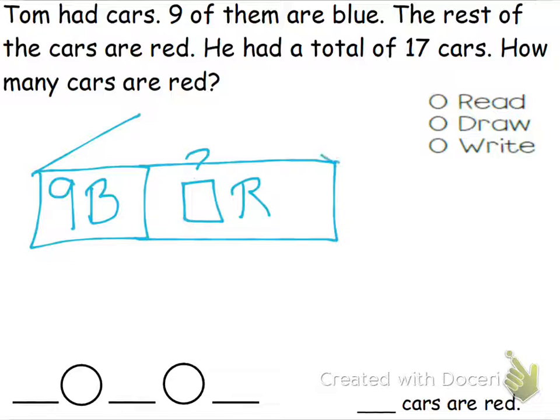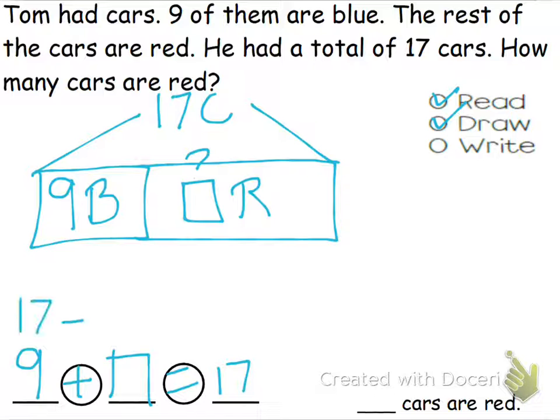He had a total of 17 cars. How many cars are red? So we read and we drew what it told us. Now, just like last time, we could do an addition sentence or subtraction. Since there's a missing part, you could use subtraction to help you, or you can just count on for it as well. Either one is perfectly fine. So we know that 9 plus mystery box equals 17, or 17 minus 9 equals mystery box.